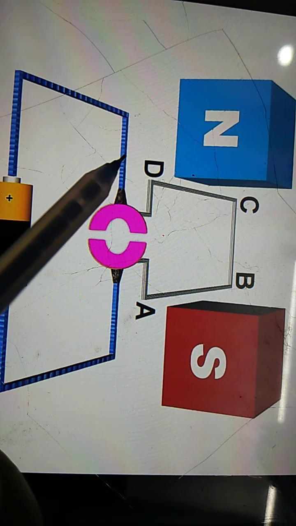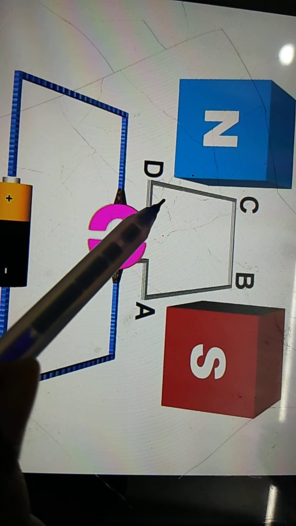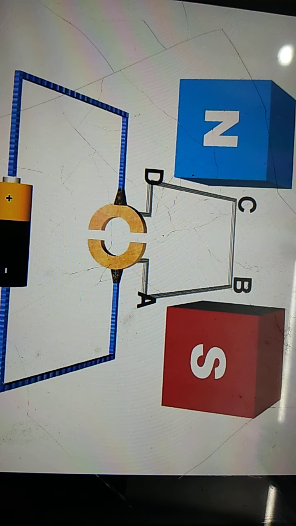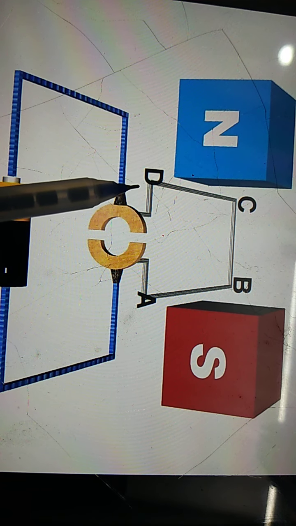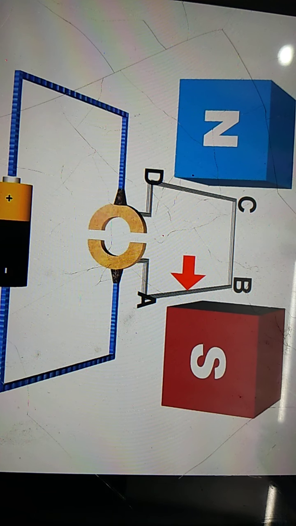So this arm which is on the left side has a fixed direction of current, and the right hand side arm also has a fixed direction of current. So the force will also have a fixed direction. So always the left hand arm will have a force in a downward direction, and the right hand side arm will always have force in the upward direction, and this will help the armature to rotate in a fixed direction, and this way an armature rotates.